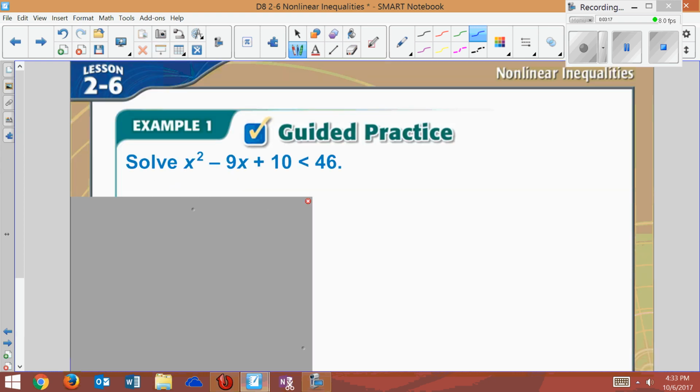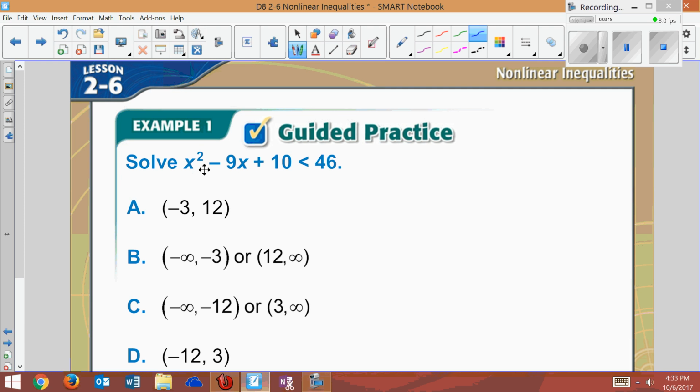So here's one for you to try. And you could try by solving, or you could, if you wanted to, graph this as F1, this as F2, and look at where this portion is less than this portion.